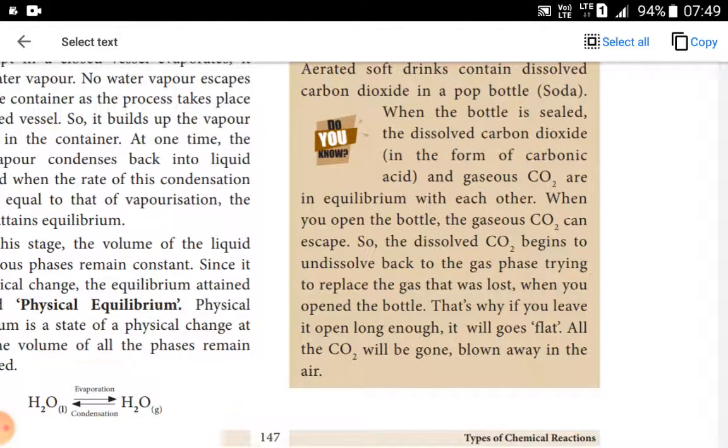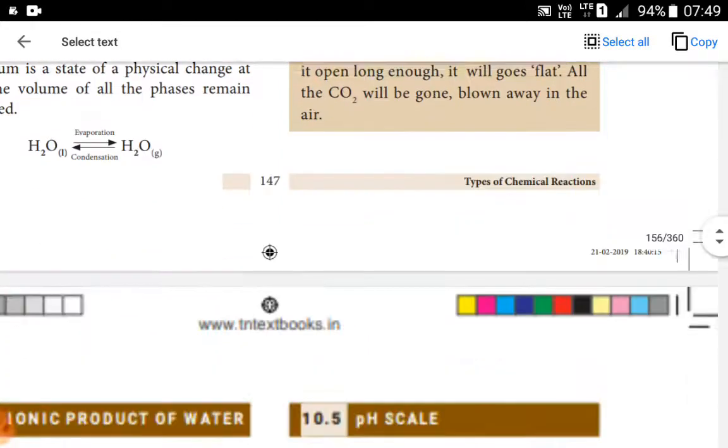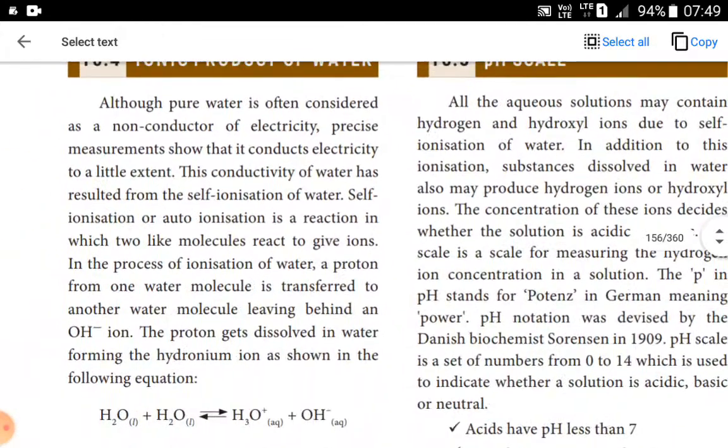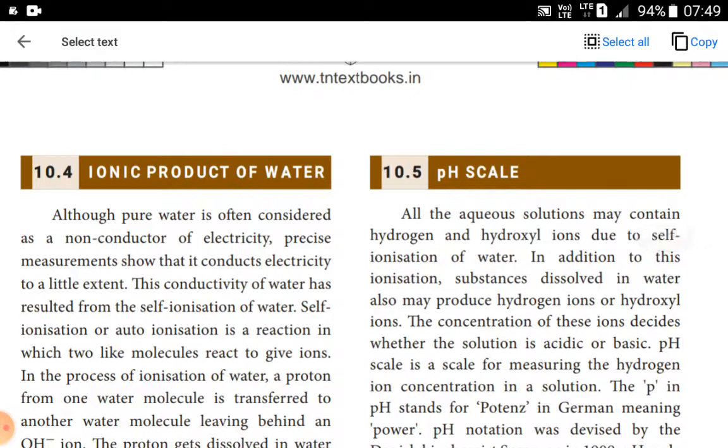Then next, see the ionic product of water. This is based on ionization. What is called ionization? Ionization is simple. Already you have learned it in 9th standard. This is the dissociation of a molecule into ions. So the ionic product is based on ionization, the dissociation of a molecule into ions.